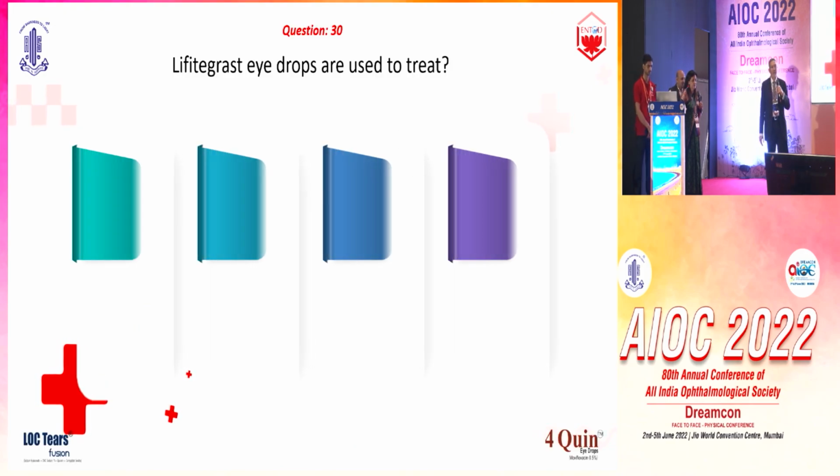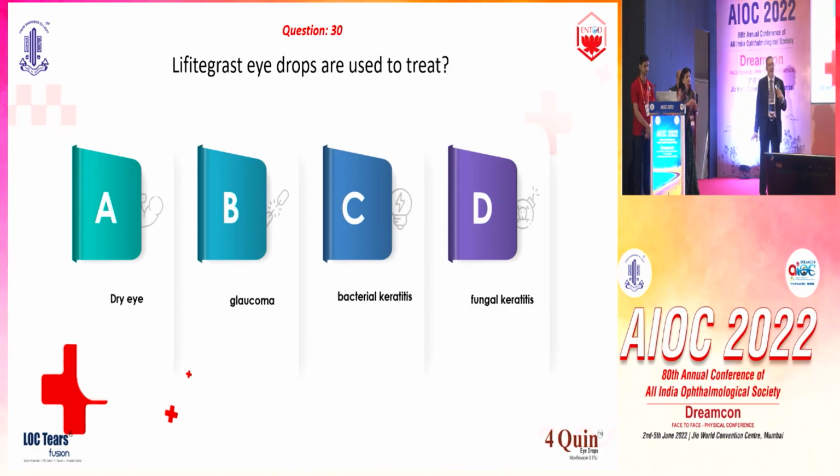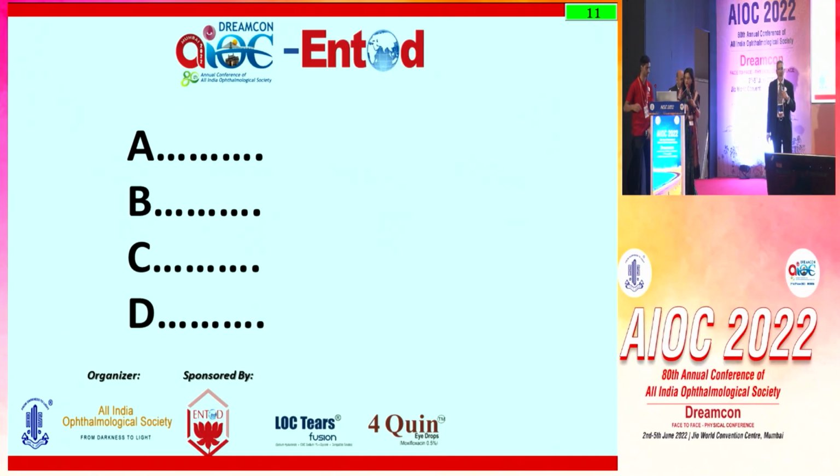Lifitegrast eye drops, not available in our country, are used to treat dry eye, glaucoma, bacterial keratitis or fungal keratitis. Lifitegrast eye drops were first made in Japan. They've been used extensively for over 5 years now in Japan.